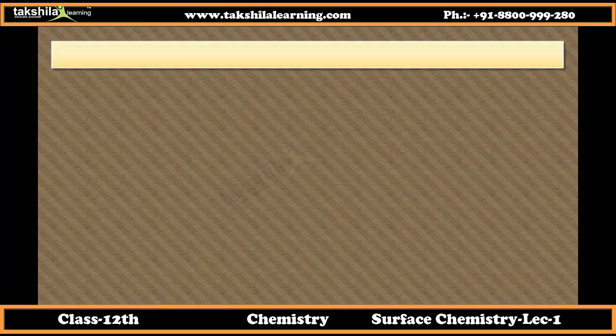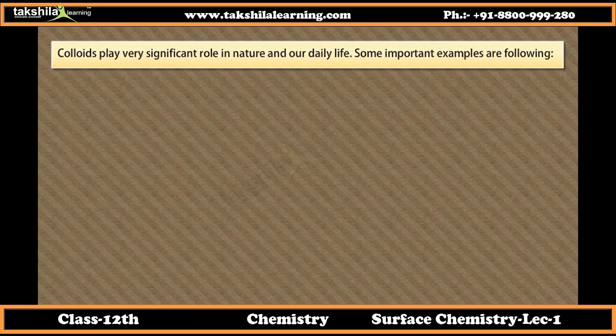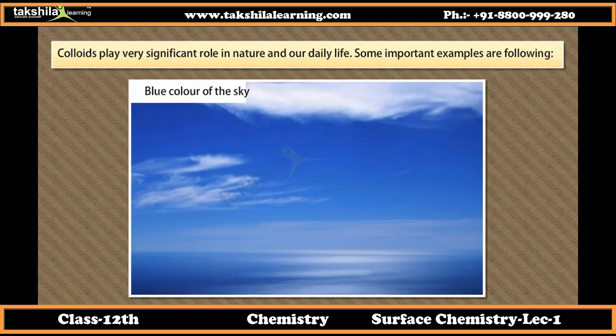Colloids around us. Colloids play a very significant role in nature and our daily lives. Some important examples are as follows. Blue color of the sky: it is due to scattering of light by colloidally dispersed dust particles in air that the sky looks blue.